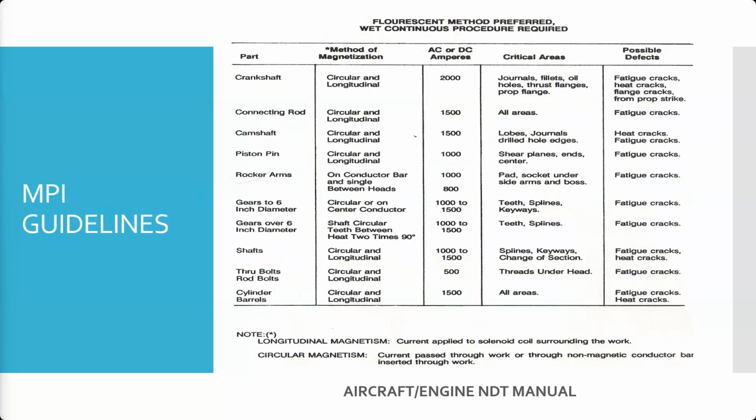So you can see the areas, but as we go down this list, a connecting rod is smaller than a crankshaft, so it's got less current, right? A camshaft is smaller diameter than a crankshaft, so it's running at 1,500 amps instead of 2,000 amps. That's your goal. That's what you want to get to.